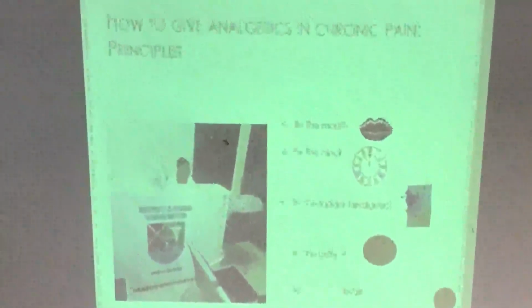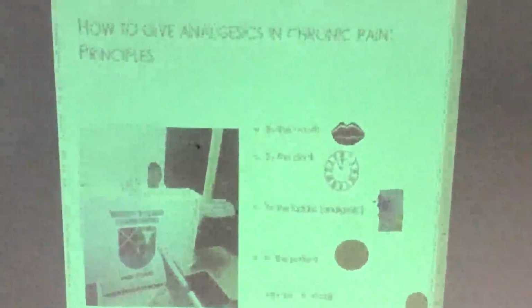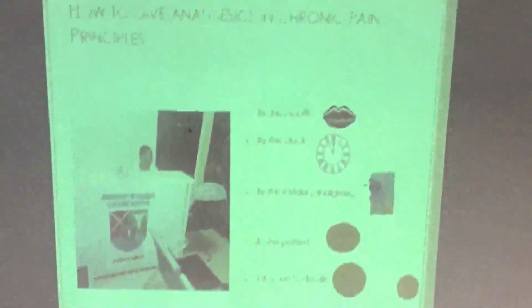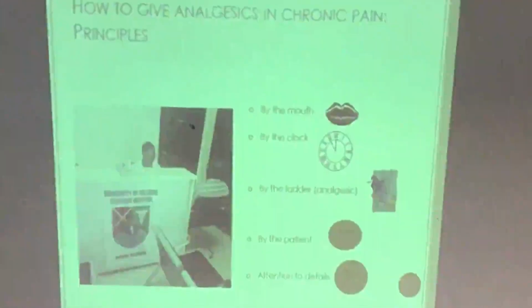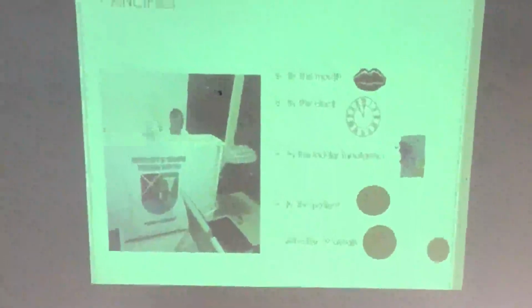We recommend that patients with chronic pain should have their pain medication by the mouth. The patient who is living with pain, you cannot put the patient on injectables. It's not practical. So a patient that is living with chronic pain, as much as possible, should have the analgesics by the mouth. By the clock, that means at fixed intervals. By the ladder, that means if the patient has mild pain, you give medication for mild pain; if the patient has severe pain, you give medication for severe pain. By the guide, the patient should be put in control of their pain.